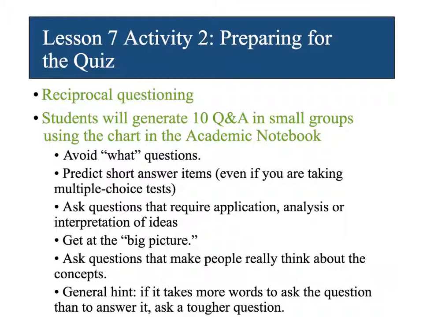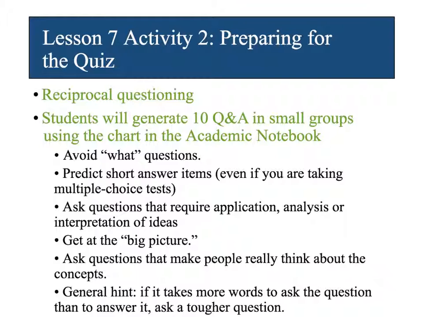So asking questions that require application, analysis, interpretation, synthesis, these kind of bigger ideas are more like what the quiz is going to be about and will help them really see if they understand the science rather than just maybe memorizing some terms. So they want to get at that big picture. They also want to ask questions that get students to really think about the topic so that it's not this rote memorization, that they're really going beyond that.